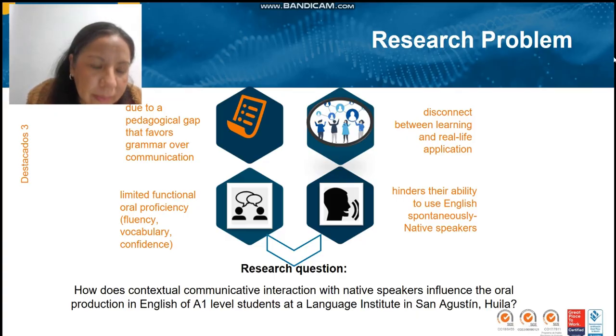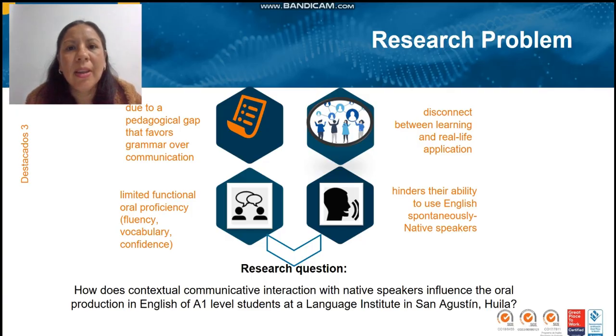The research problem. I had identified that due to a pedagogical gap that favors grammar over communication in the public institutions here in San Agustin, there is a disconnection between learning and real life application of the English language. So this limited the functional oral proficiency, the fluency, vocabulary, and confidence of use of the language, and hinders the students' ability to use English spontaneously with native speakers.